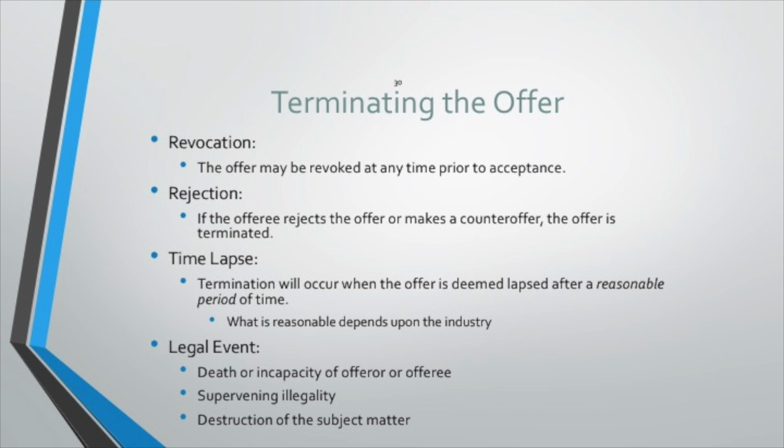The last way that an offer can be revoked before acceptance is through some other legal event, such as the death or incapacity of the offeror, a supervening illegality, which means that, in some sense, the law has changed and the offer is no longer valid, or by the destruction of the subject matter itself, meaning that an offer can no longer be accepted. All of these terminate the offer process.